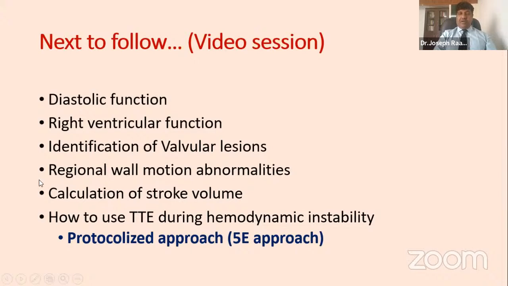Most importantly, once you know all these things, subsequently we'll see how to use transthoracic echocardiography during emergencies for a patient who is hemodynamically unstable, through different protocols, especially the 5E. With a lot of videos, I'll meet you in the next session.